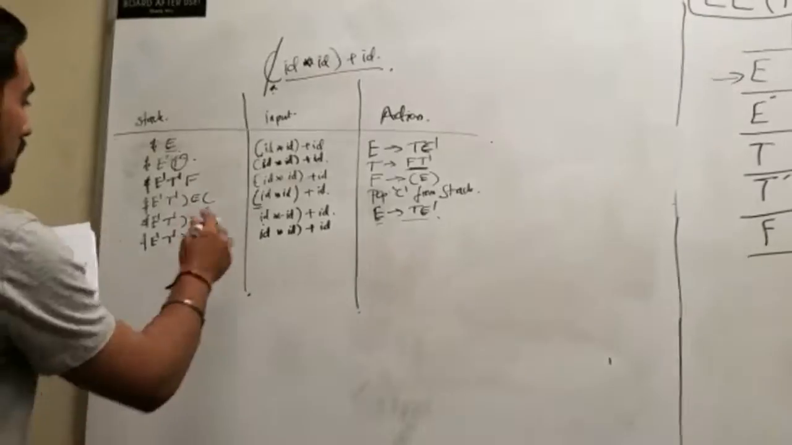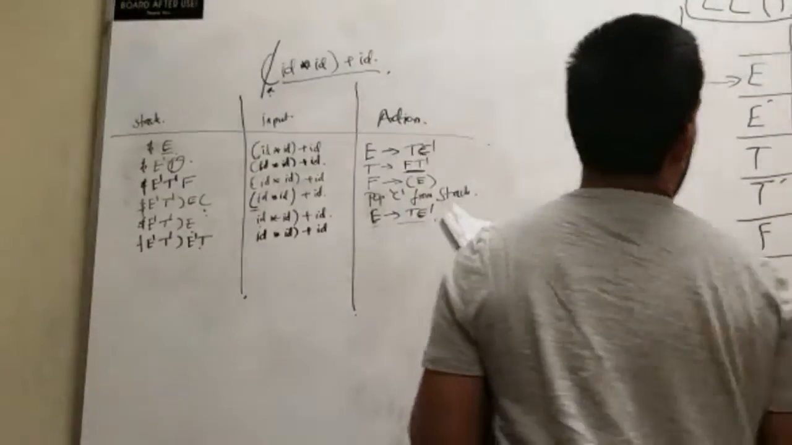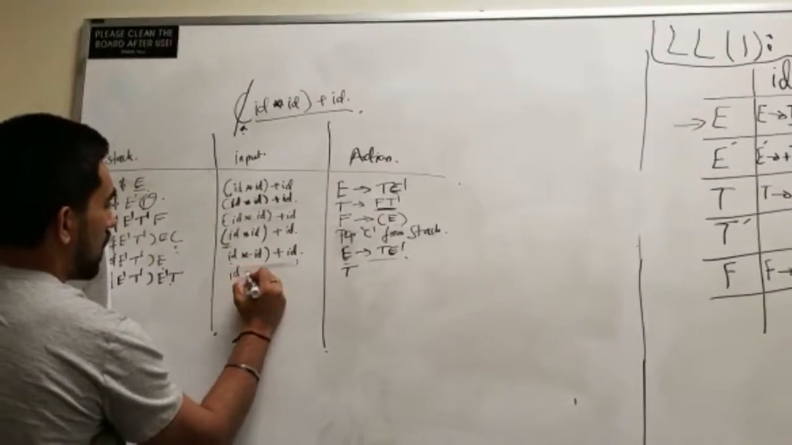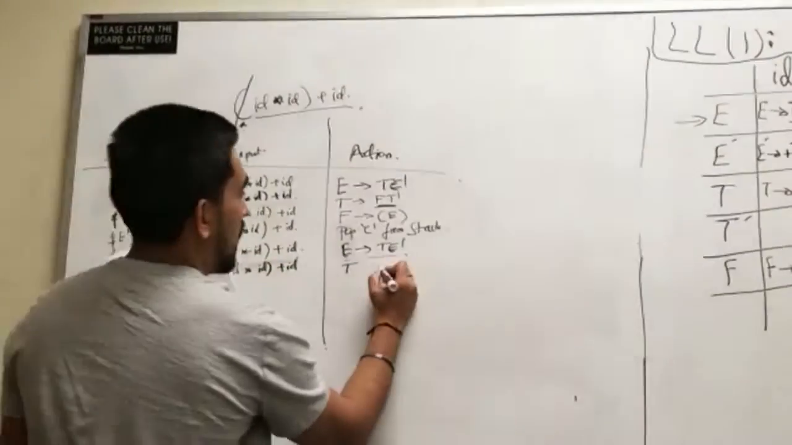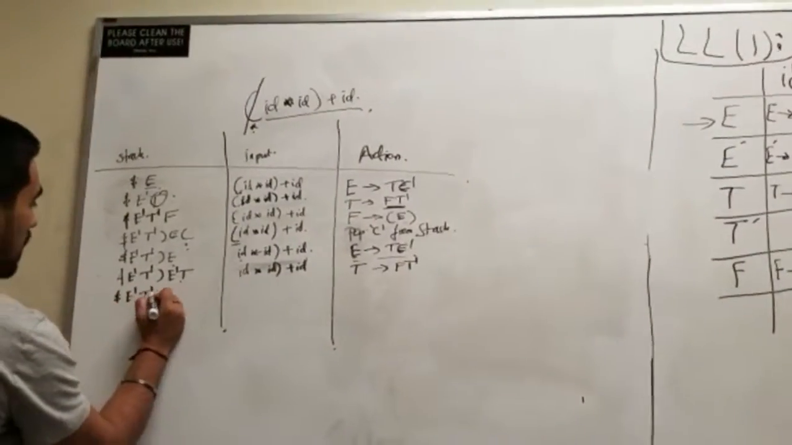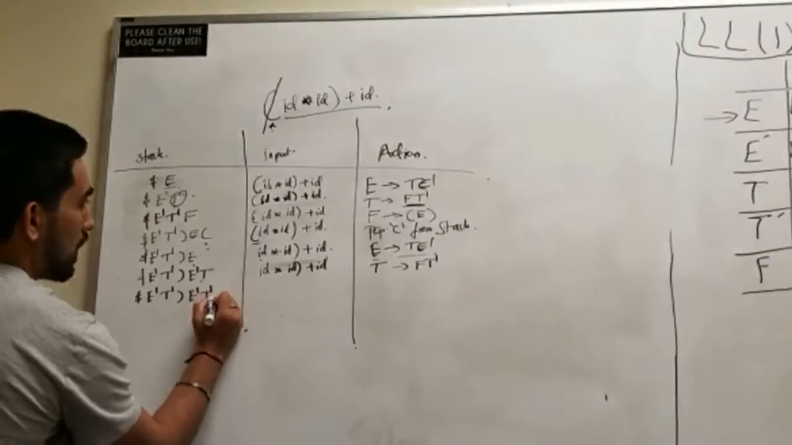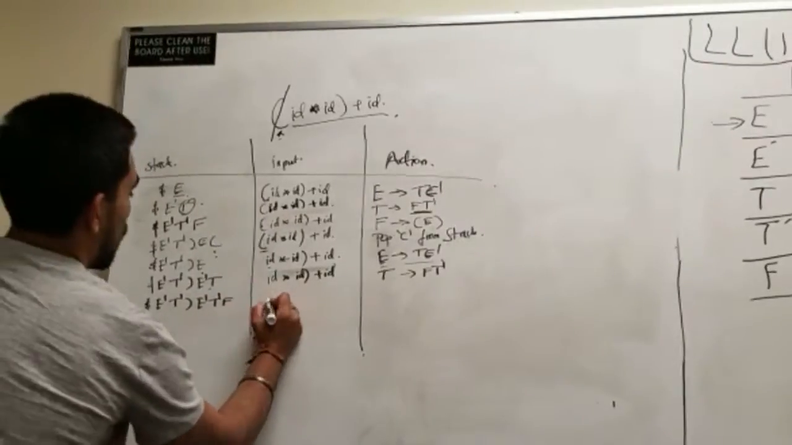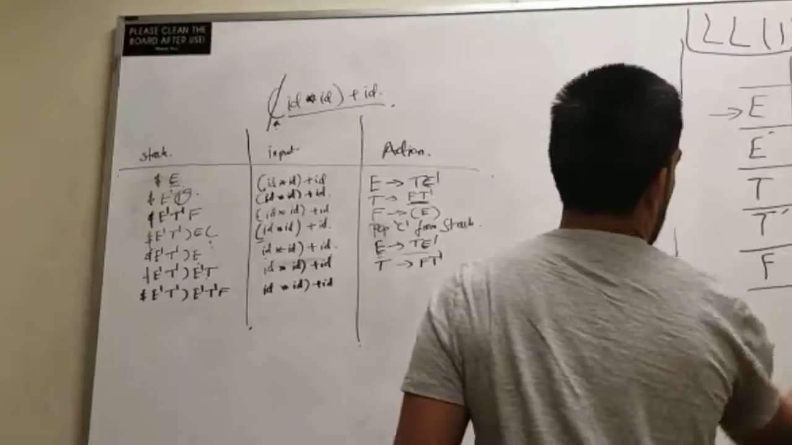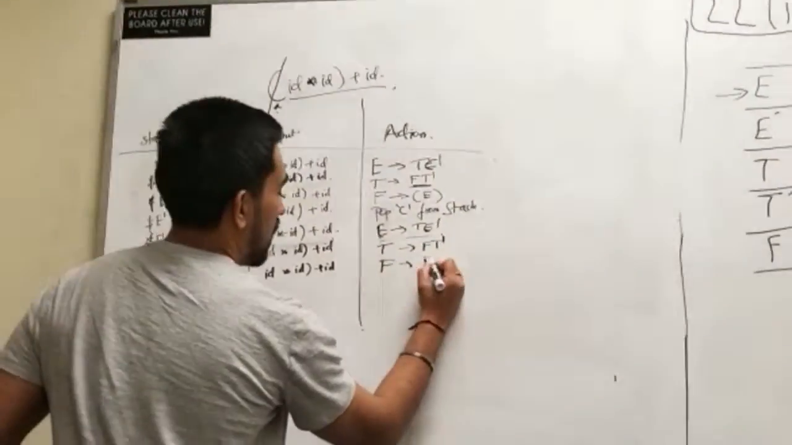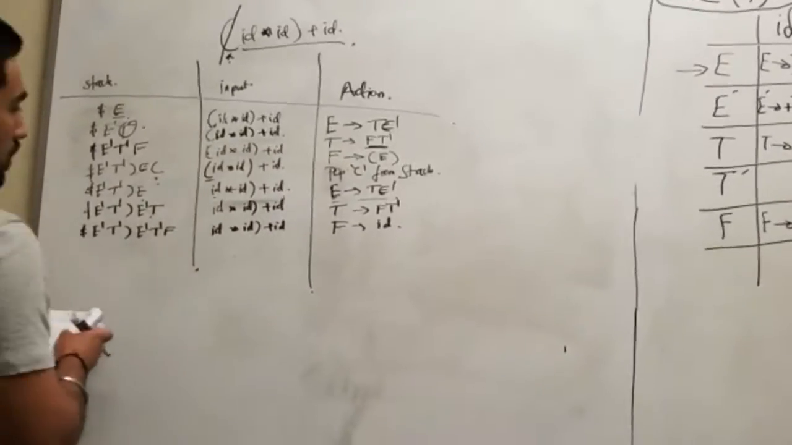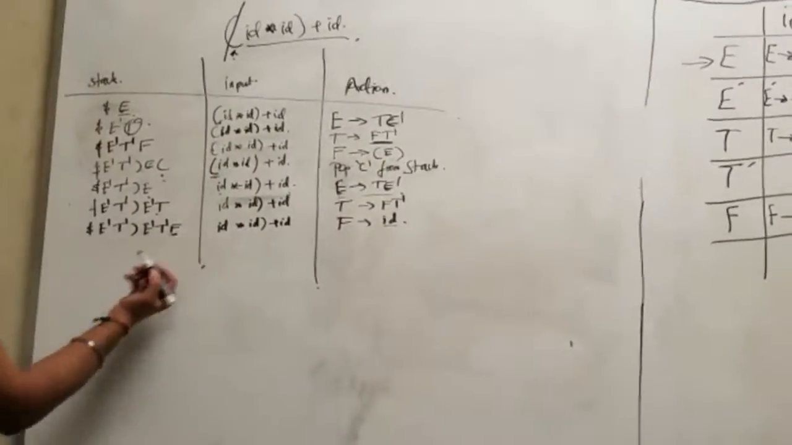Now for T, we'll go with FT bar. So for T it's going to be FT bar. The stack is dollar, E bar, closing parenthesis, E bar, T bar, F. We still didn't get the ID, so we'll write it as it is. Now for F with ID, it's a direct implementation. We got an ID, so we'll pop this F out of the stack.